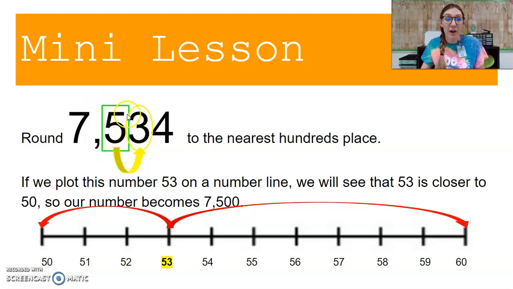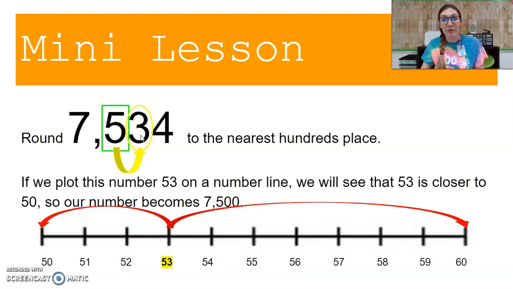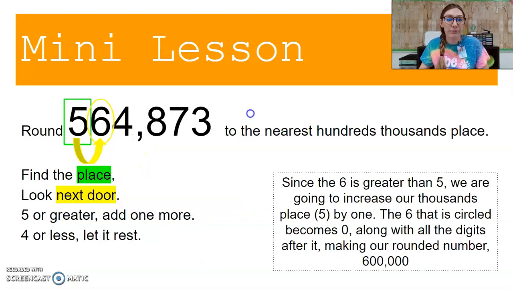So we have that 5 boxed because that's the place we're rounding. And we have this number next door, the tens place, circled. So we're going to take this number 53 and put it on a number line. Once we put that 53 on a number line, we see that 53 is closer to 50. So this 53 is actually going to change to a 50. Everything behind the 5 turns to zeros, and our number is 7,500 when we round it.